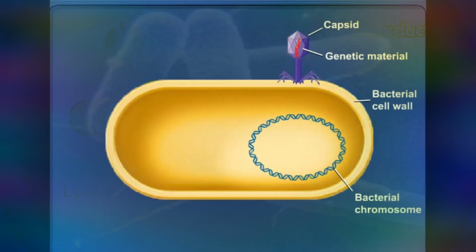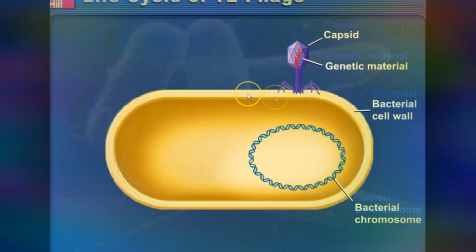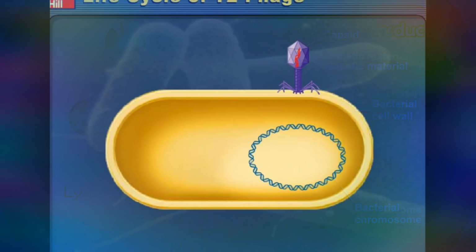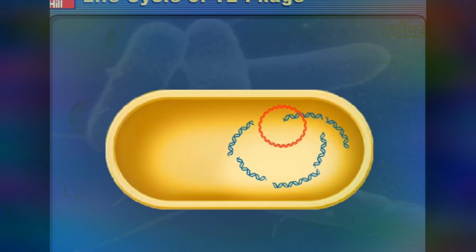So say, for example, we have a bacterium. This is the bacterium right here, and this is the bacterial chromosome. This is the bacteriophage, or simply phage, which is the virus that attacks the bacterium. This bacteriophage injects its DNA into the bacterium. This bacterium now has its own DNA and the DNA from the phage. Now, the host DNA is destroyed and degraded. The only remaining DNA now is the DNA injected by the bacteriophage.